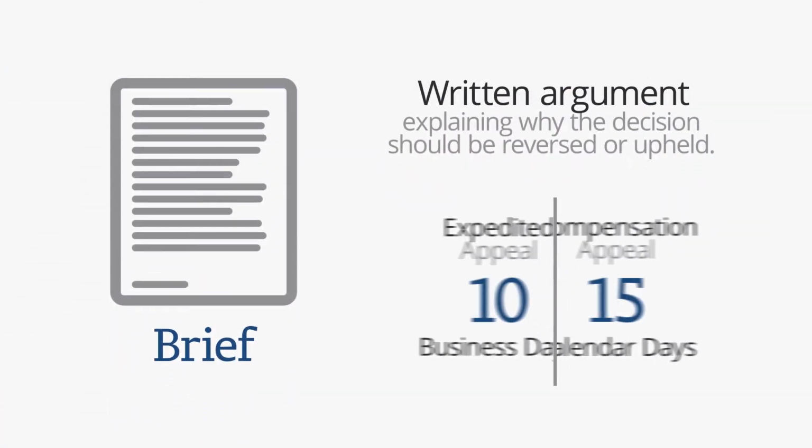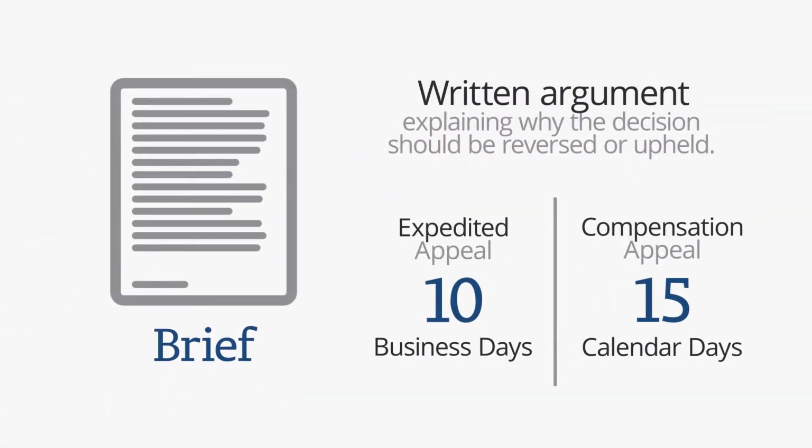Just like in the trial court, parties have an opportunity to be heard on appeal, both orally and in writing. The written opportunity is called a brief. The brief is your opportunity to make legal arguments and explain why you believe the trial court's decision should be reversed or upheld. Briefs are not required, but they are encouraged. Unless the parties tell us what their legal positions are on appeal, we have no way of knowing.